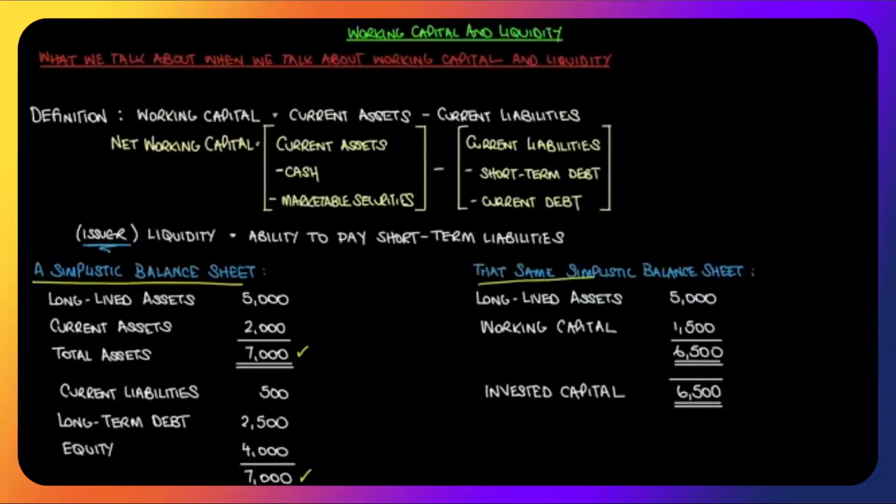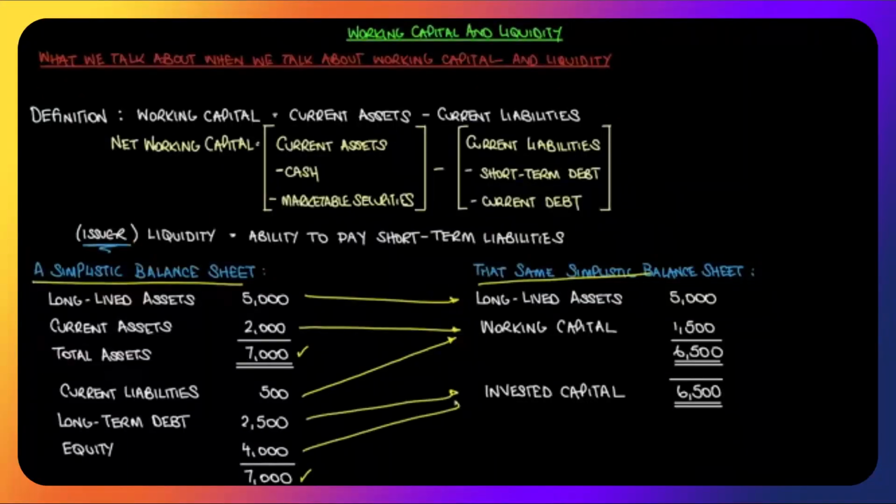But let's take that same simplistic balance sheet and rewrite it. Long-lived assets we'll just leave here at the top, but we'll combine our current assets and our current liabilities together, 2,000 less the 500 to give working capital of 1,500. And then we'll leave debt and equity at the bottom, but just call it invested capital, all of the capital we've used to invest in our business. Now, when we look at the balance sheet like that, it gives us a kind of flavor of what we're talking about in this module.